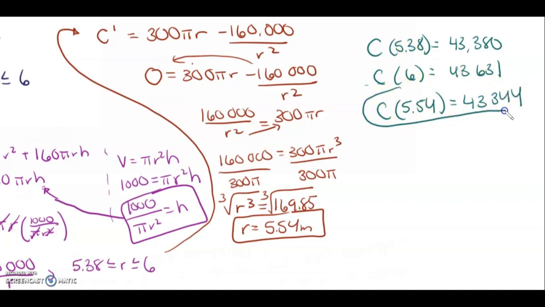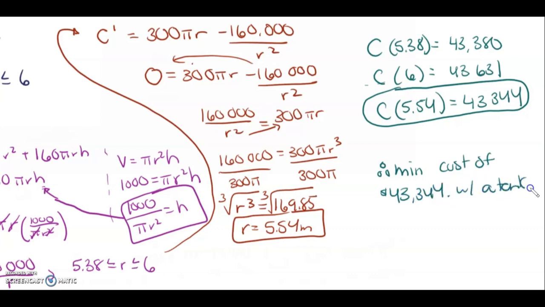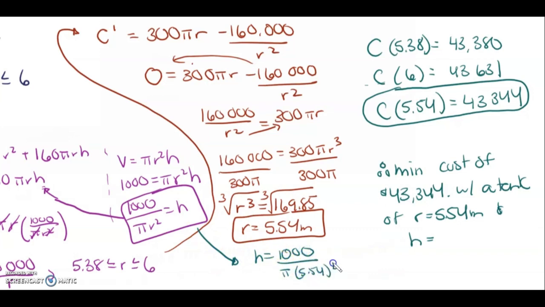So looking at all these options, this is the minimal cost, which is what any company wants. They want to reduce costs so that their profit and revenue are higher. So we can say there's going to be a minimum cost of $43,344 with a tank of radius 5.54 meters and a height of, solving for this height, 1,000 divided by pi times 5.54 squared, and we get 10.37 meters.